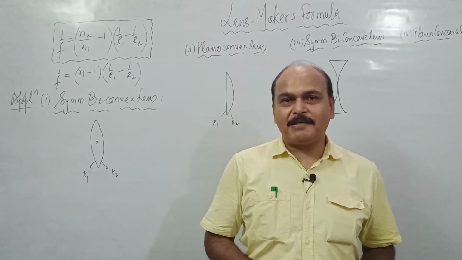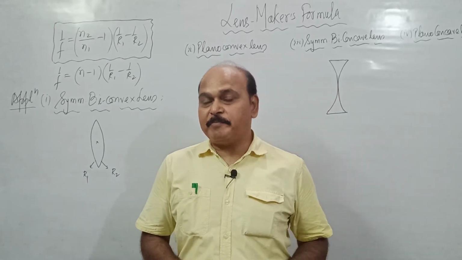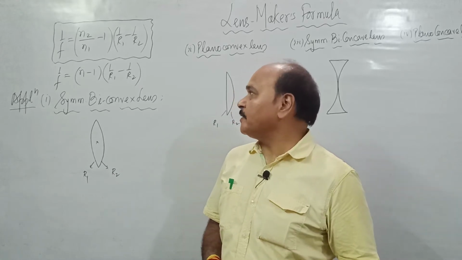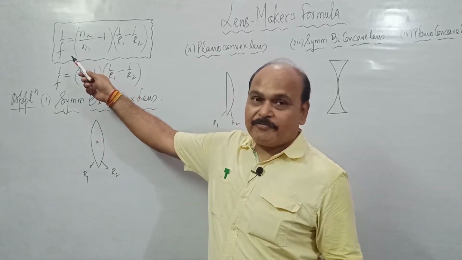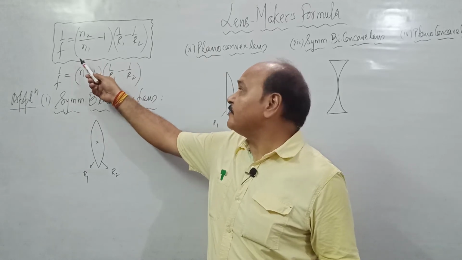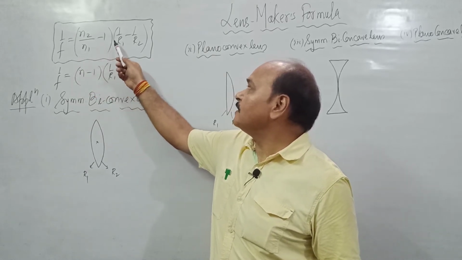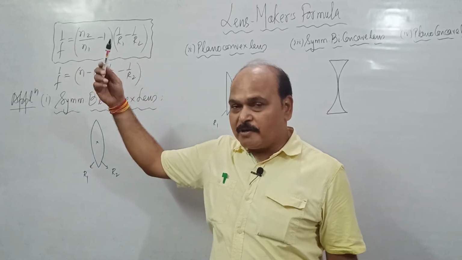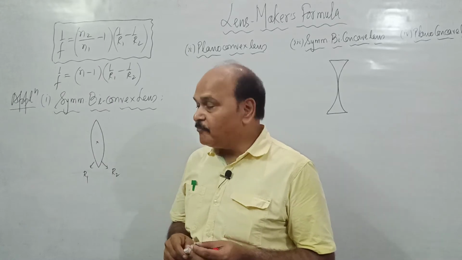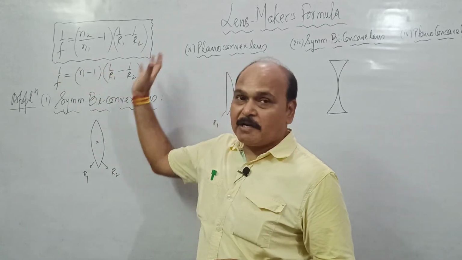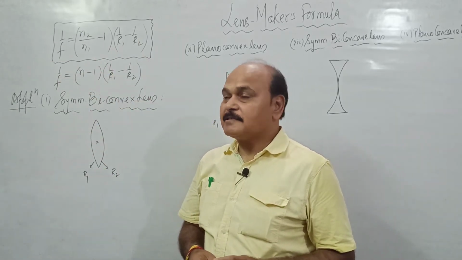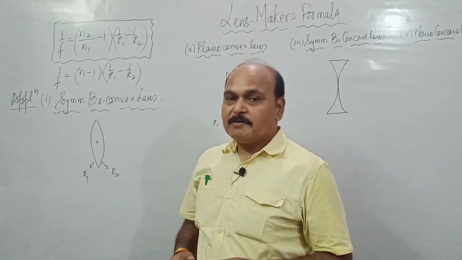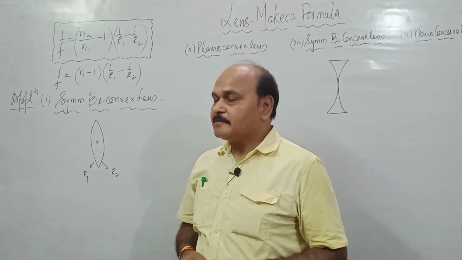Children, we are going to study the applications of Lensmaker's formula which we have deduced. Well, Lensmaker's formula is 1 upon f, that is focal length of the lens, 1 upon f is n2 upon n1 minus 1, then 1 upon r1 minus 1 upon r2. n2 is the refractive index of the material of the lens, n1 is the refractive index of the material of the surrounding of the lens. R1 and R2 are the radii of curvatures of the two surfaces of the lens.